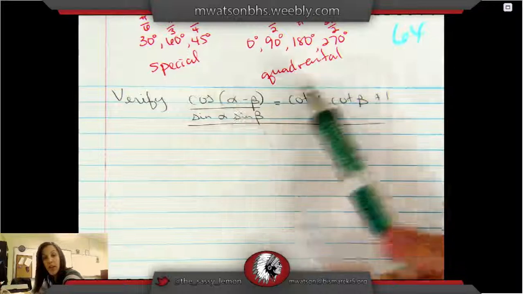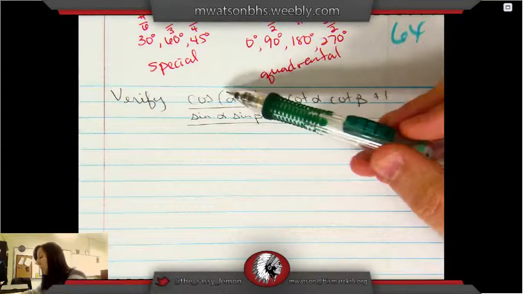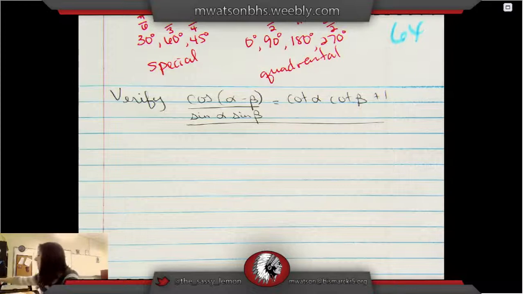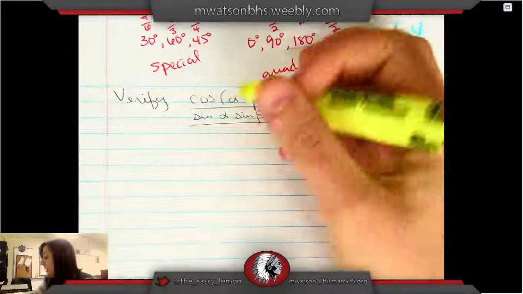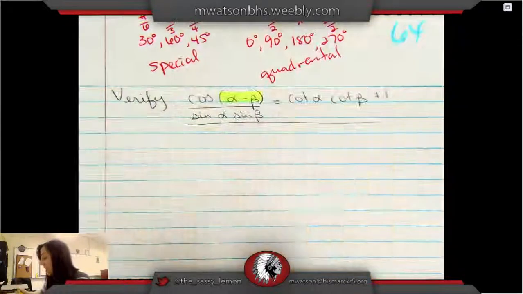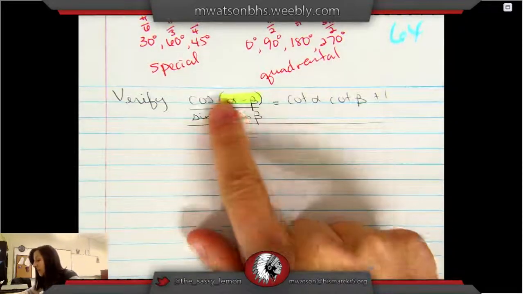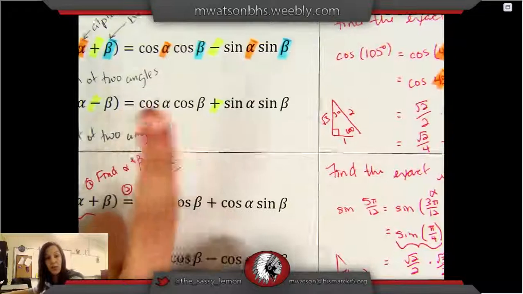for cosine. A dead giveaway is going to be whenever you have a set of parentheses with two different angle measures inside of it, like this. That's going to be a giveaway that you probably want to work with that side and expand it using a formula. So this is a difference and it's cosine, so I'm going to go over here and I'm going to use this formula.